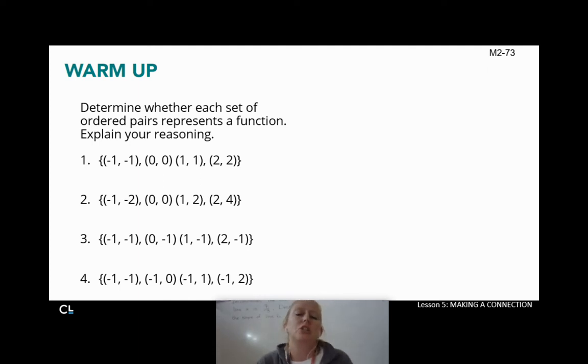But before we do, can you just take a moment to determine whether each set of ordered pairs represents a function? Remember, to be a function, every input gets one output. That's the deal. Every input gets only one output. X is the input, Y is the output. So go ahead, hit pause, tell me if it's a function or not and why, and hit play to check your work.